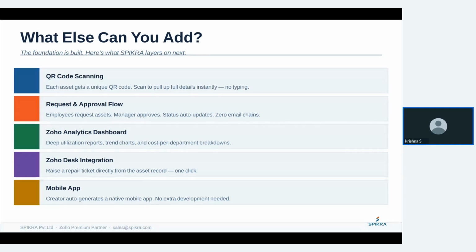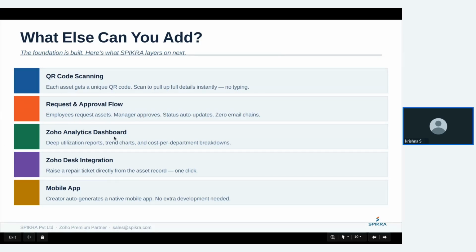Then request and approval flow. Suppose one of your junior engineers submits a request, their manager needs to approve it, and then only the IT asset manager will approve that. You can add that level of approval flow as well.